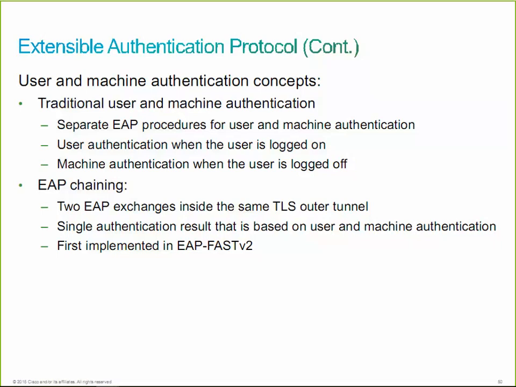And then when the user logs off, machine authentication gets performed. All common supplicants like AnyConnect and the Windows native supplicant support both of these authentication options. A more advanced method is to use something called EAP chaining, which supports both machine and user authentication inside of a single outer TLS tunnel. So it combines these functions. It allows you to combine the results of the machine authentication and the user authentication into a single authentication result.